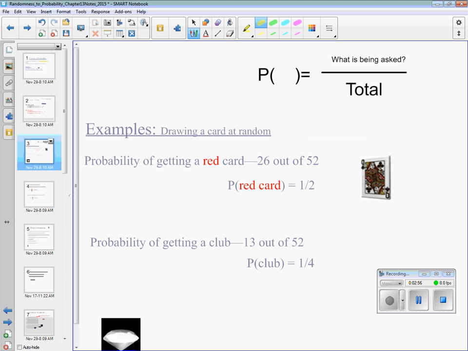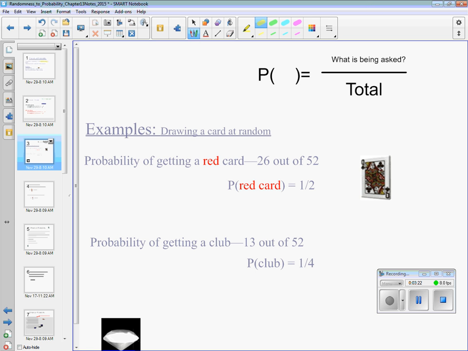So the probability of getting a red card, and again, we did this during Flex yesterday. We know that the probability of what is being asked is over the total, and that's how the notation is P, and then what, bless you, the probability goes inside the parentheses. So, for example, the probability of getting a red card is 26 because there's 26 being asked. There's 26 red cards out of a total of 52, which can be reduced to 1/2.